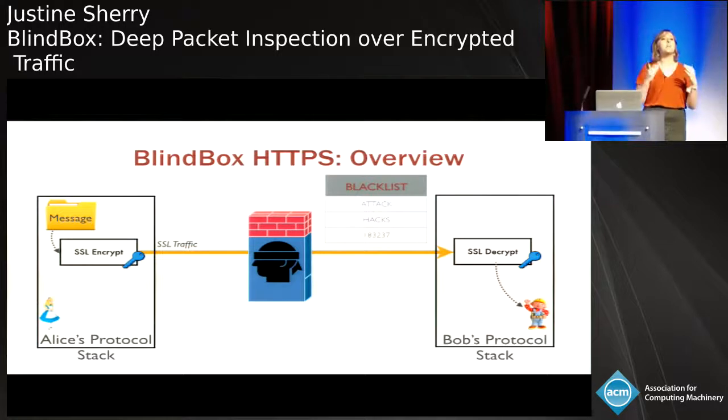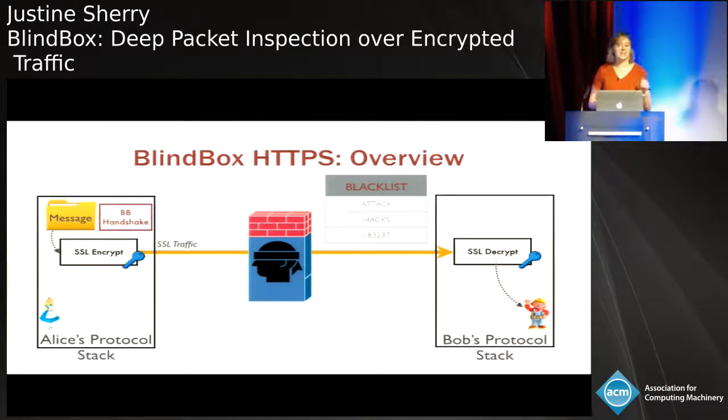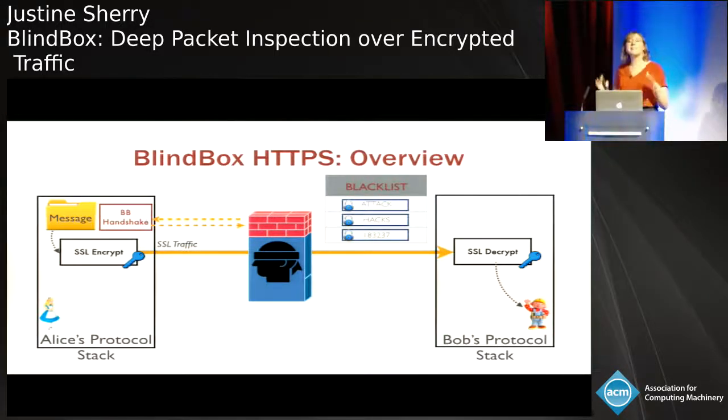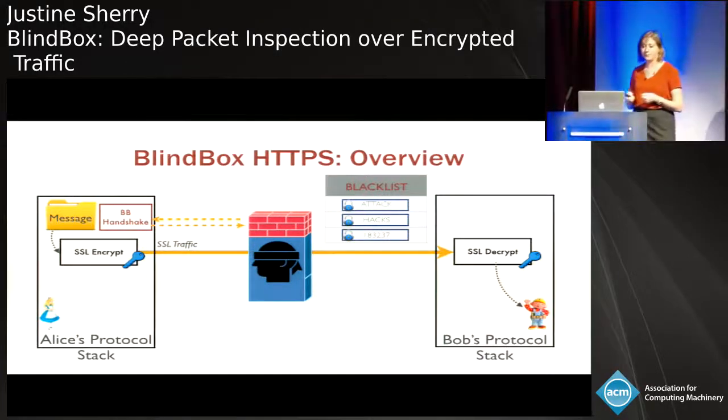We're going to add some new components to this system. The first component we're adding is a handshake. So this handshake is a handshake between clients and the Middlebox. Both parties engage in this handshake. And what it gives the Middlebox is a set of encrypted rules. So it's the Middlebox's rule set in a new and encrypted form that's going to allow the Middlebox to perform detection over the communication between Alice and Bob.